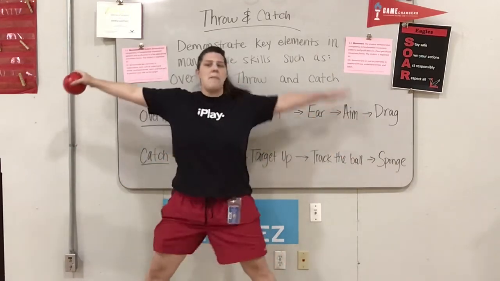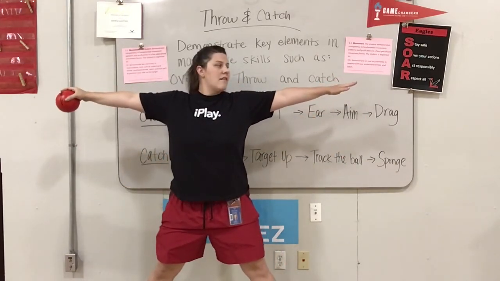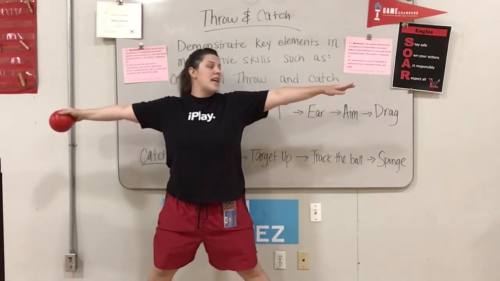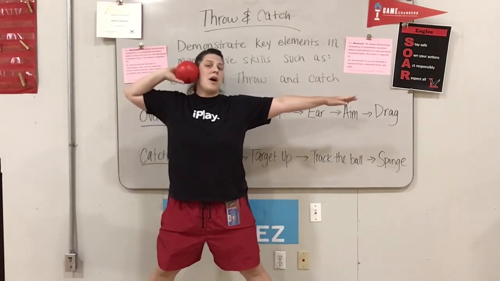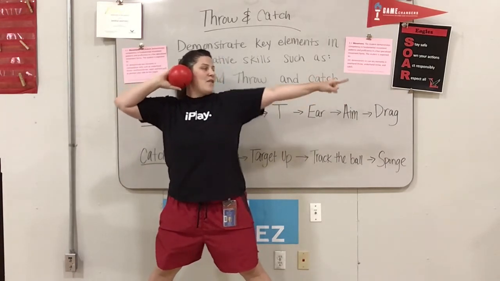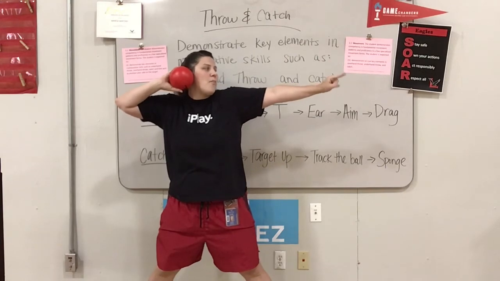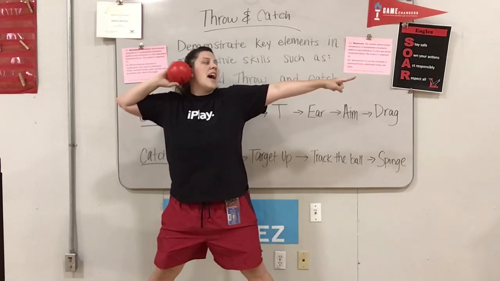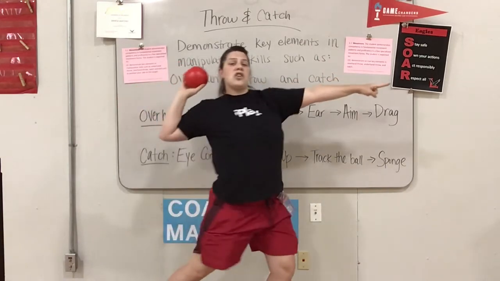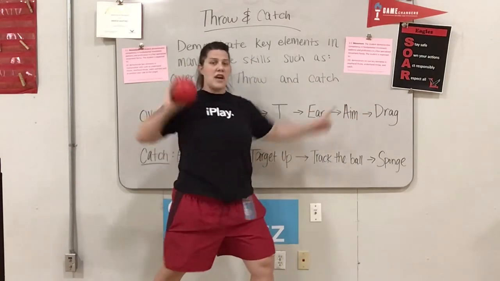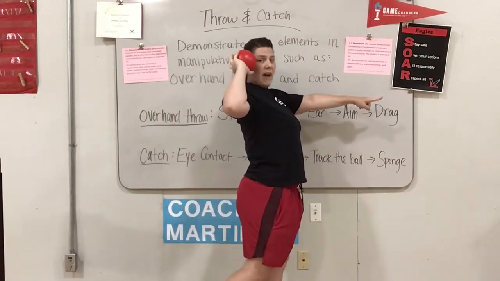So the ball should be in the back, all right? Then the next part is I need to bend my elbow so the ball is by my ear. Use the front hand to aim at my target, so point right at your target where you want it to go. And the last part, as you come, you're gonna turn your shoulders, turn your hips towards your target, and drag the foot on the ground.